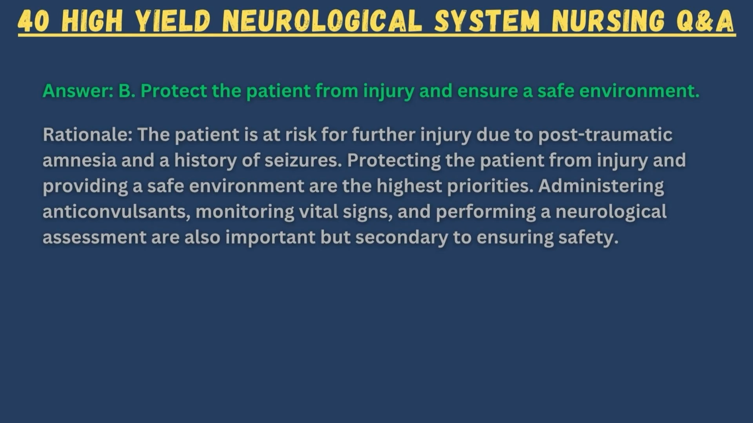Rationale: the patient is at risk for further injury due to post-traumatic amnesia and a history of seizures. Protecting the patient from injury and providing a safe environment are the highest priorities. Administering anticonvulsants, monitoring vital signs, and performing a neurological assessment are also important, but secondary to ensuring safety.